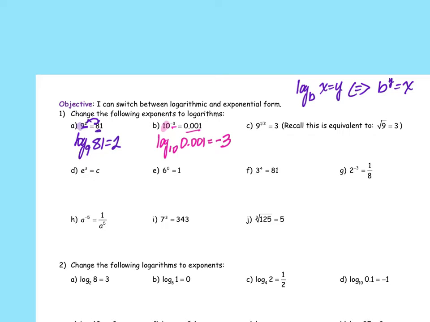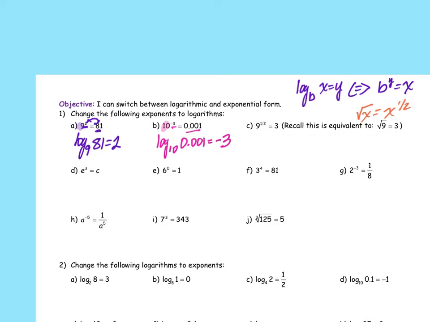Okay. And then the last one is 9 to the 1/2 equals 3. I just put a little side note in here that says, recall that 9 to the 1/2 is equivalent to the square root of 9. That's how I write the square root of 9. The square root of, I'm just going to use x, would equal x to the 1/2. Those are the same thing, okay?